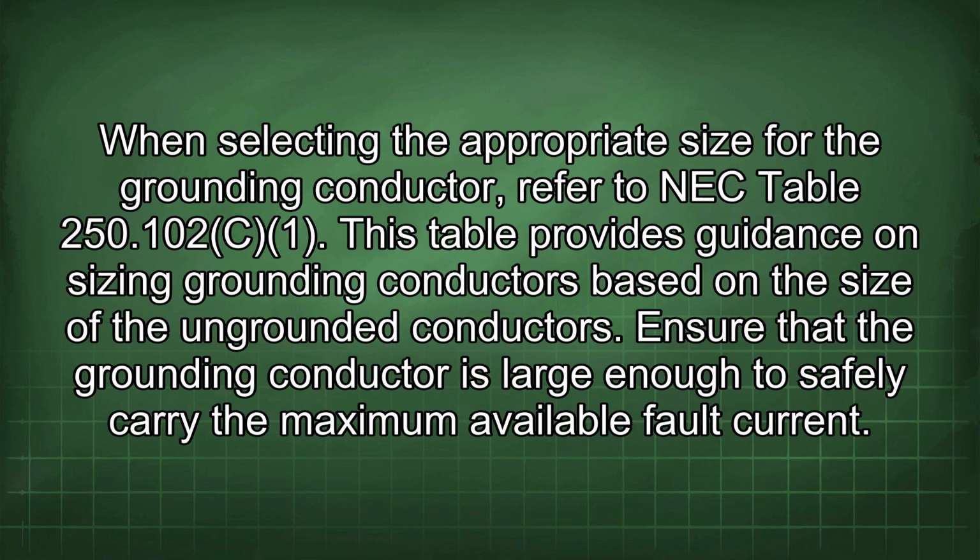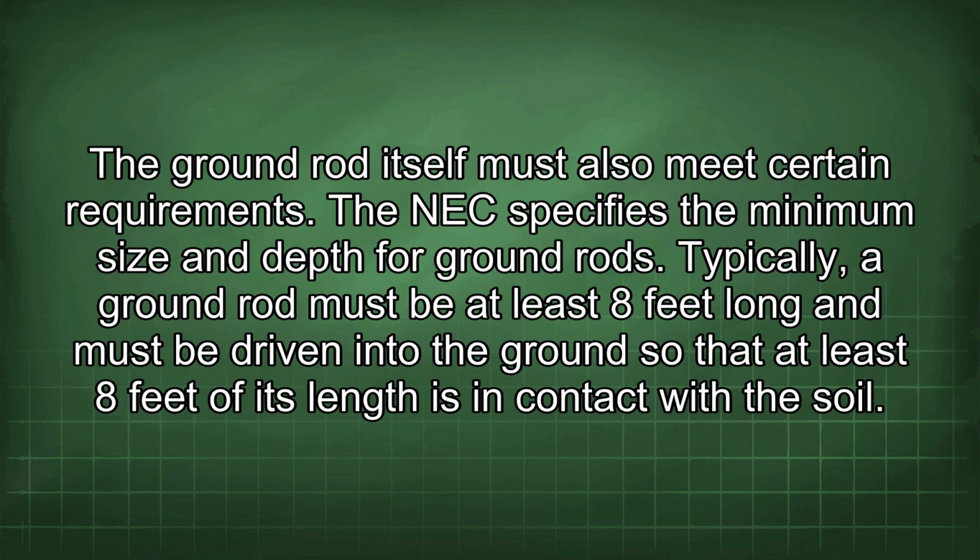When selecting the appropriate size for the grounding conductor, refer to NEC Table 250.102. This table provides guidance on sizing grounding conductors based on the size of the ungrounded conductors. Ensure that the grounding conductor is large enough to safely carry the maximum available fault current. The ground rod itself must also meet certain requirements. The NEC specifies the minimum size and depth for ground rods. Typically, a ground rod must be at least 8 feet long and must be driven into the ground so that at least 8 feet of its length is in contact with the soil.